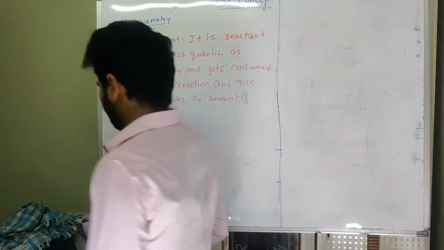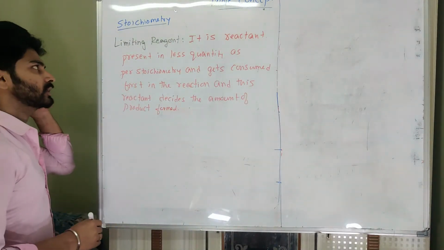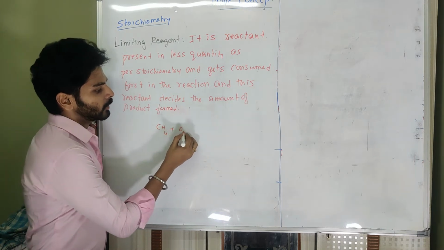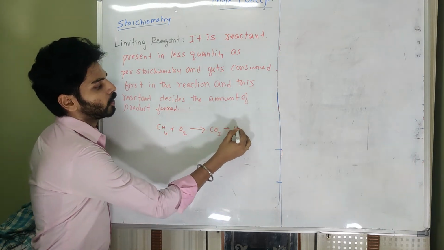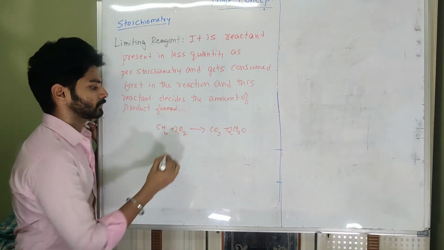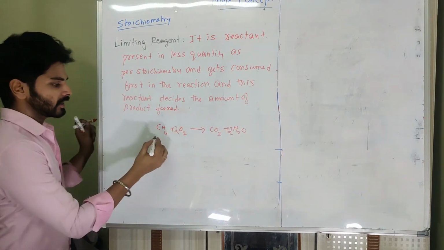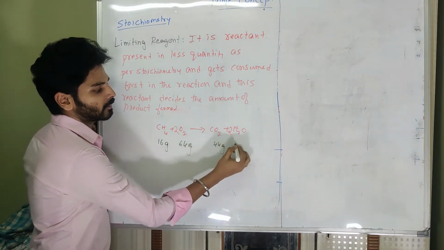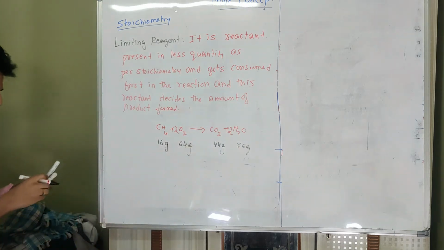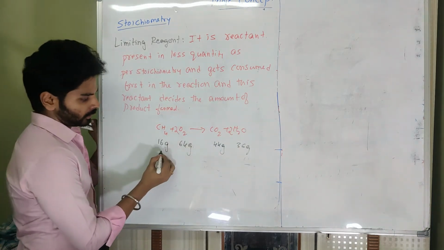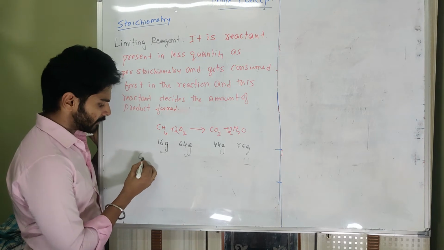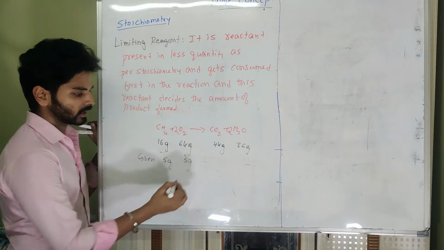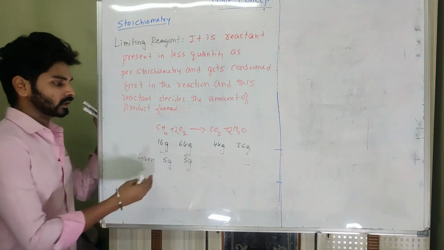So I'll give you one more example to make sure that you know which reactant is the limiting reagent. Let us say methane and oxygen react to form water and carbon dioxide. So already we had written this as 16 gram and this as 64 gram, and this has 44 gram and this has 36 gram. So here, if you understand this, let us say the given data is both are 5 grams.